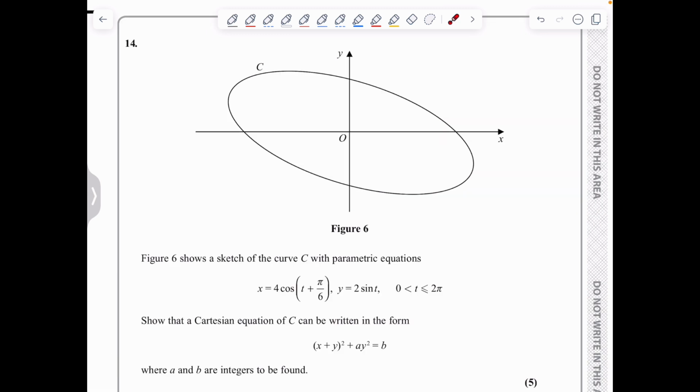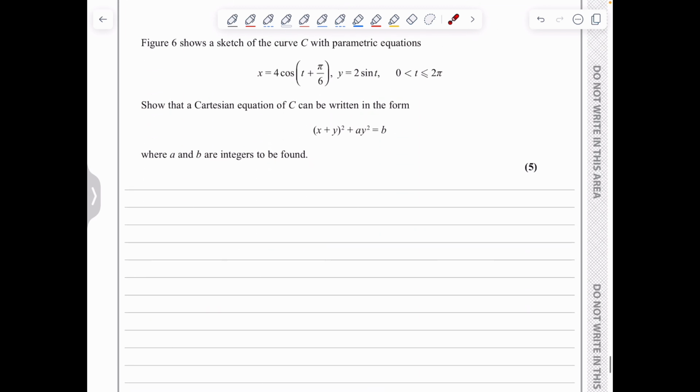In 14, we've got the sketch of the curve C defined parametrically as x is 4 cos of t plus pi over 6 and y is 2 sine t, and we need to show that the Cartesian equation of C can be written in this form. Well, I will start by considering x, which is 4 cos of t plus pi over 6. I will use the compound formula for cos A plus B to expand this. It's 4 cos t cos of pi over 6 minus 4 sine t sine of pi over 6.